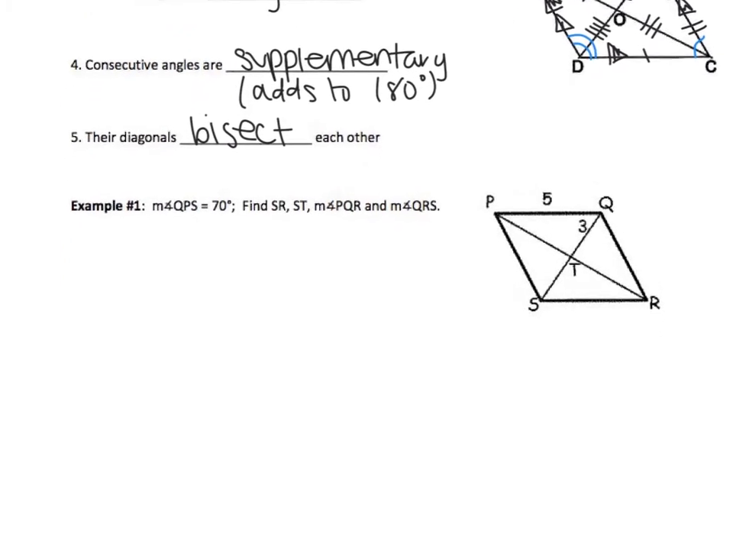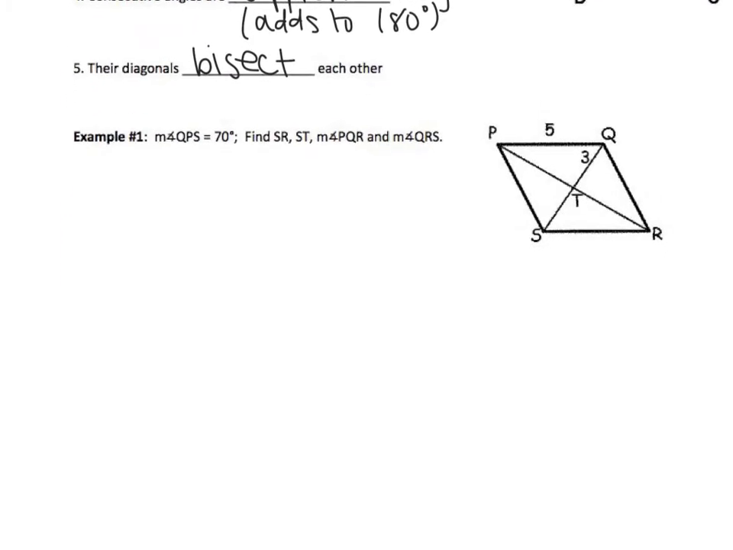Let's go ahead and do some examples. So in our parallelogram, the measure of angle QPS is 70 degrees. We want to find SR, ST, the measure of angle PQR, and the measure of angle QRS. We also have that PQ is 5 and QT is 3. So QPS is this entire angle. It's 70 degrees. So I'm going to go ahead and label that.